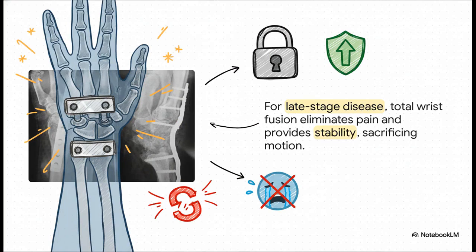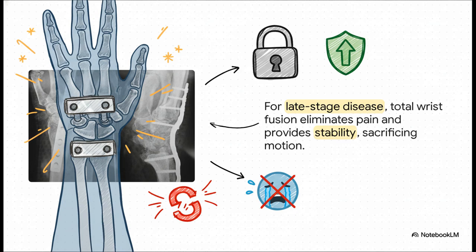And finally, when we get to the most advanced stage, stage 4, the number one goal is just getting rid of the pain. And one of the most effective ways to do that is with a total wrist fusion. You can see it here. They use a plate and screws to basically lock all the wrist bones together into one solid piece. Now, there's a definite trade-off. You lose the ability to bend your wrist, but for many people, getting rid of that constant, grinding, arthritic pain is absolutely worth it.